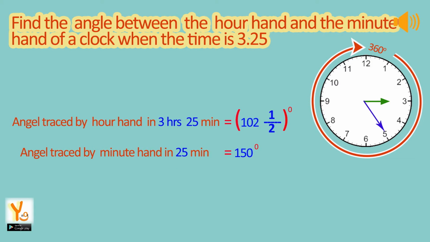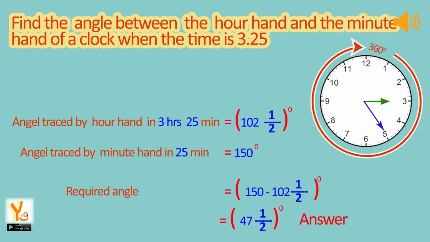As we have seen, angle traced by hour hand in 3 hours 25 minutes is equal to 102 1 by 2 degrees, and angle traced by minute hand in 25 minutes is equal to 150 degrees. Required angle is calculated by 150 minus 102 1 by 2, that is equal to 47 1 by 2 degrees.